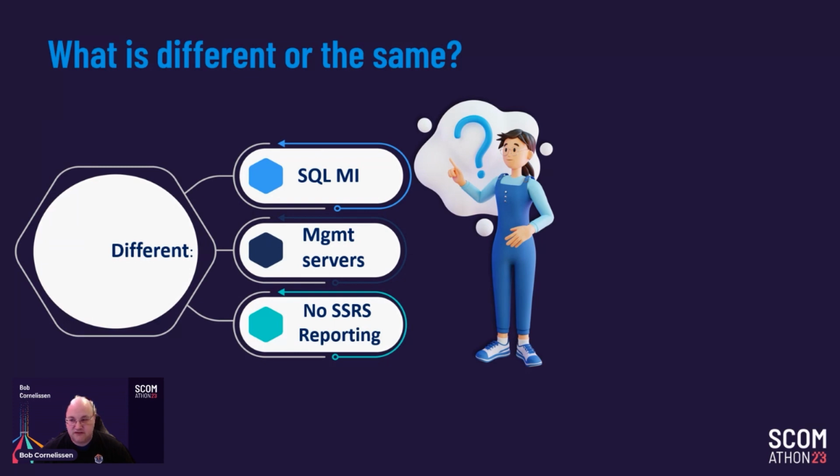The management servers are no longer living on-prem. They are living also in the cloud in a scale set with a load balancer in front of it. And we have no more SSRS reporting. That is because it doesn't fit well with SQL MI, to be honest. It would be a separate VM. It is possible for now to get it working if you hack it a little bit, and I've tried and it worked, but it's not where we want to go.